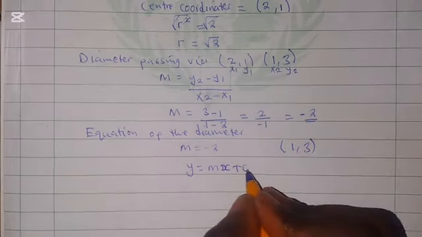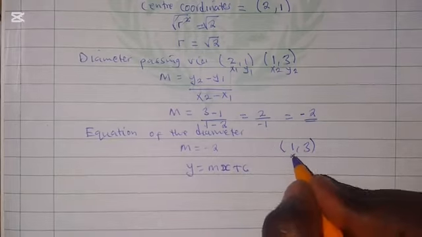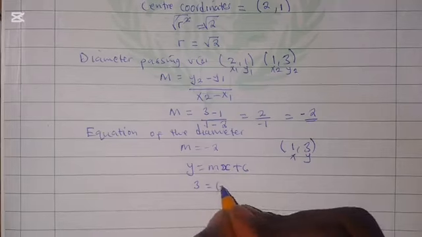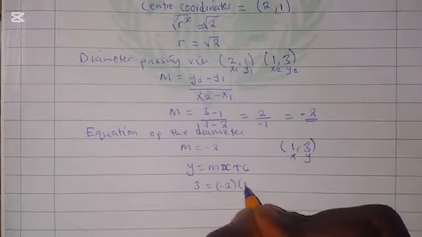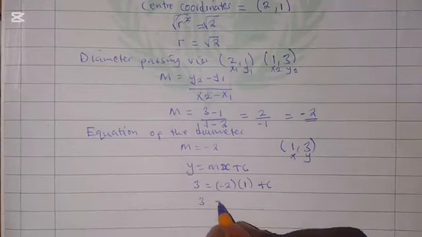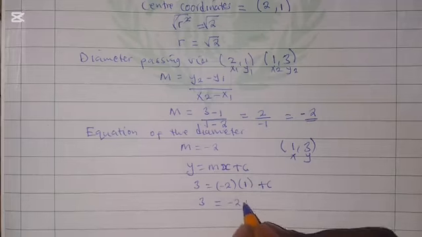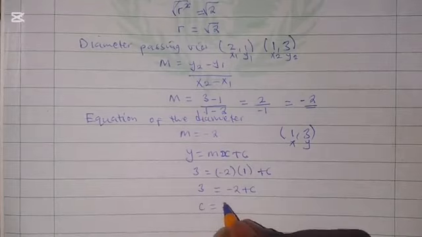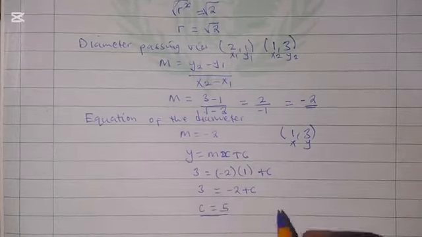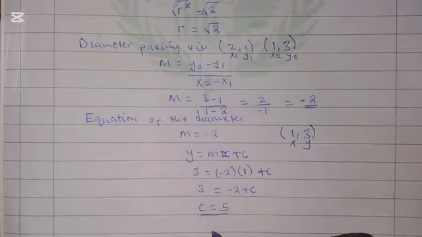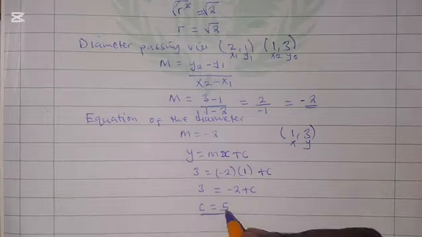So you should find c here, where there is y, so this is x, this is y, we'll put a 3. Where there is m, we'll put a minus 2. Where there is x, we put a 1, plus c. So this will be 3 equal to negative 2 plus c. So you can notice that the value of c will be equal to 5, because we are going to take negative 2 to the left hand side to become positive. So it will be 3 plus 2, which will be 5.